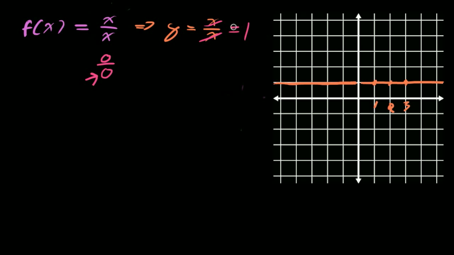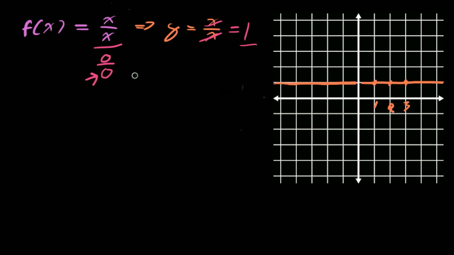So while we know what this function is going to look like, a line at y equal to 1, the function we were given was x divided by x. We weren't given the function in its simplified form, as just f of x is equal to 1, or y is equal to 1. So we know that we can't put 0 into this expression. When we put 0 into this expression, our function is undefined at that point.